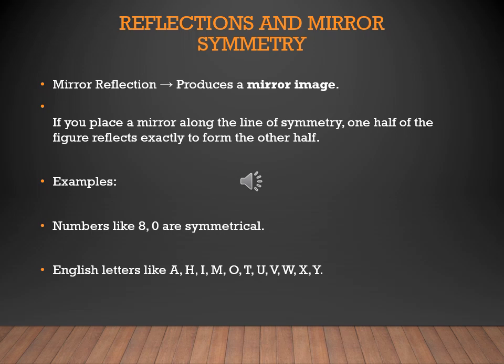What is mirror symmetry? Mirror symmetry means when one half of a shape looks like the reflection of the other half. If we place a mirror on a line on a shape and the mirror completes the shape perfectly, then the shape has mirror symmetry. The line is called the line of symmetry.